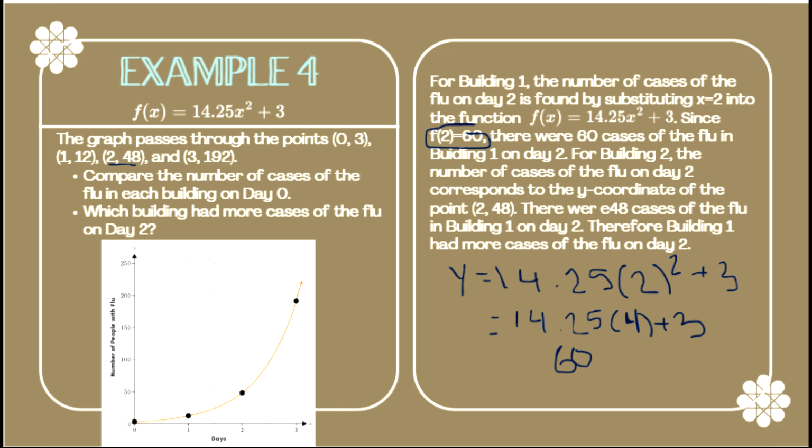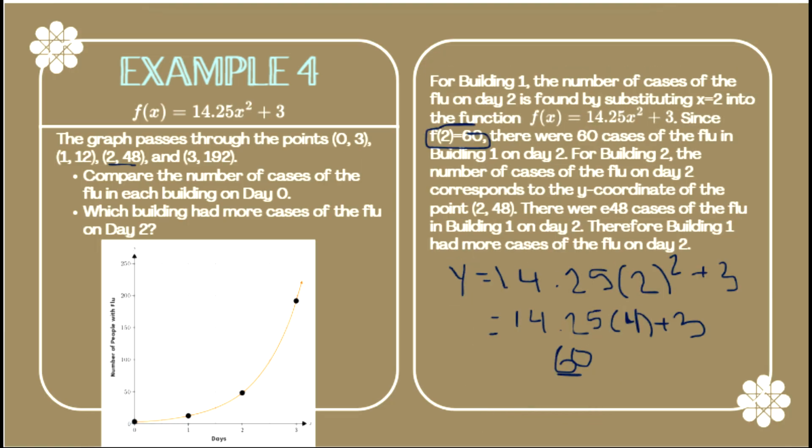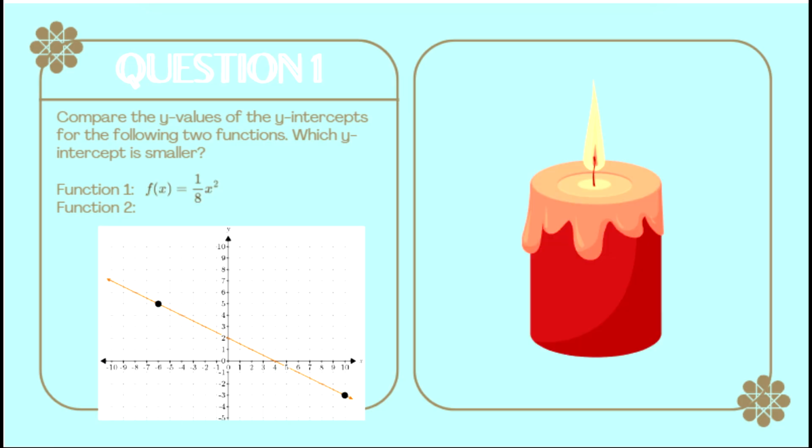So on day 2, building 1 had more cases because they had 60 cases. Okay. Don't worry too much about the one that I couldn't agree on, this junk, because as long as you understand the steps, you're going to be fine. And most of it is just reading graphs. Okay, that's why I'm just ignoring it.